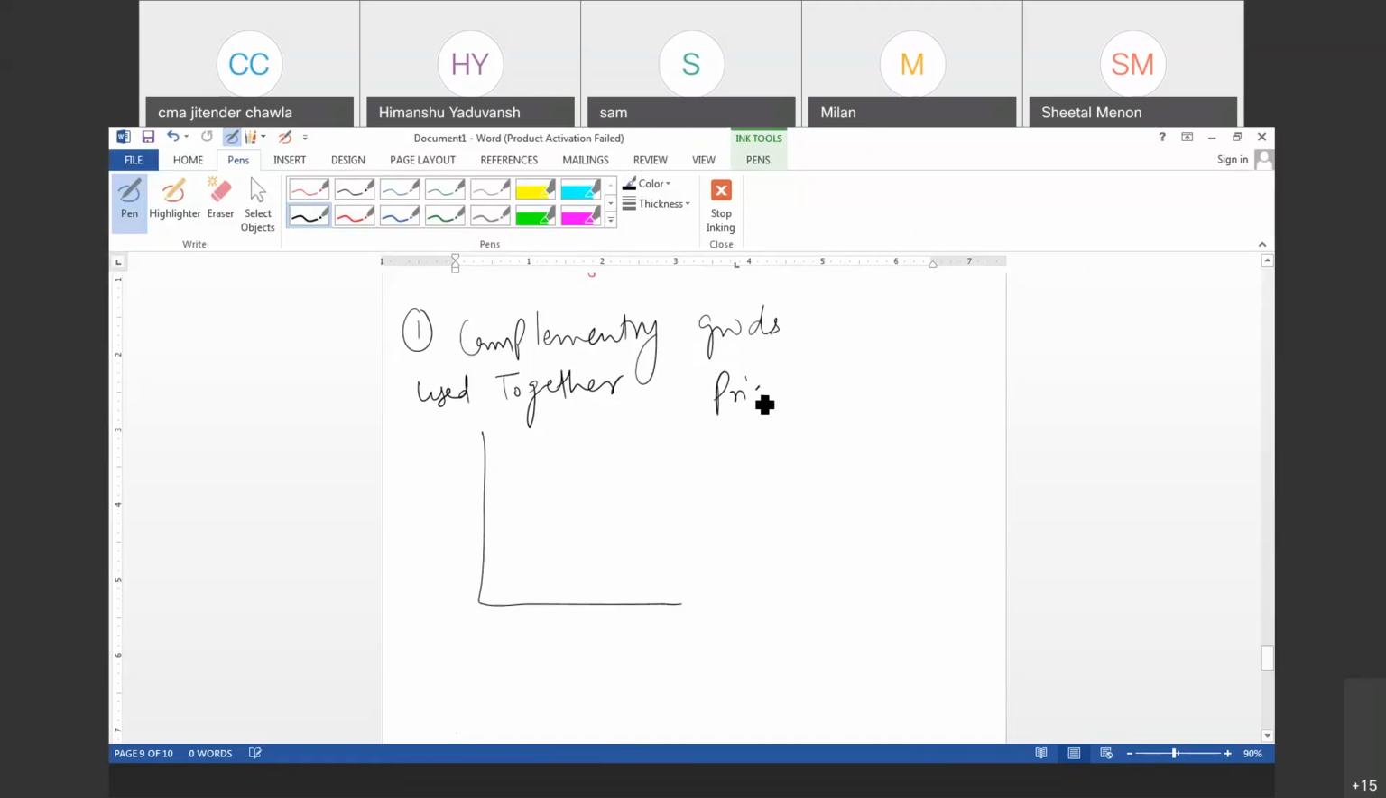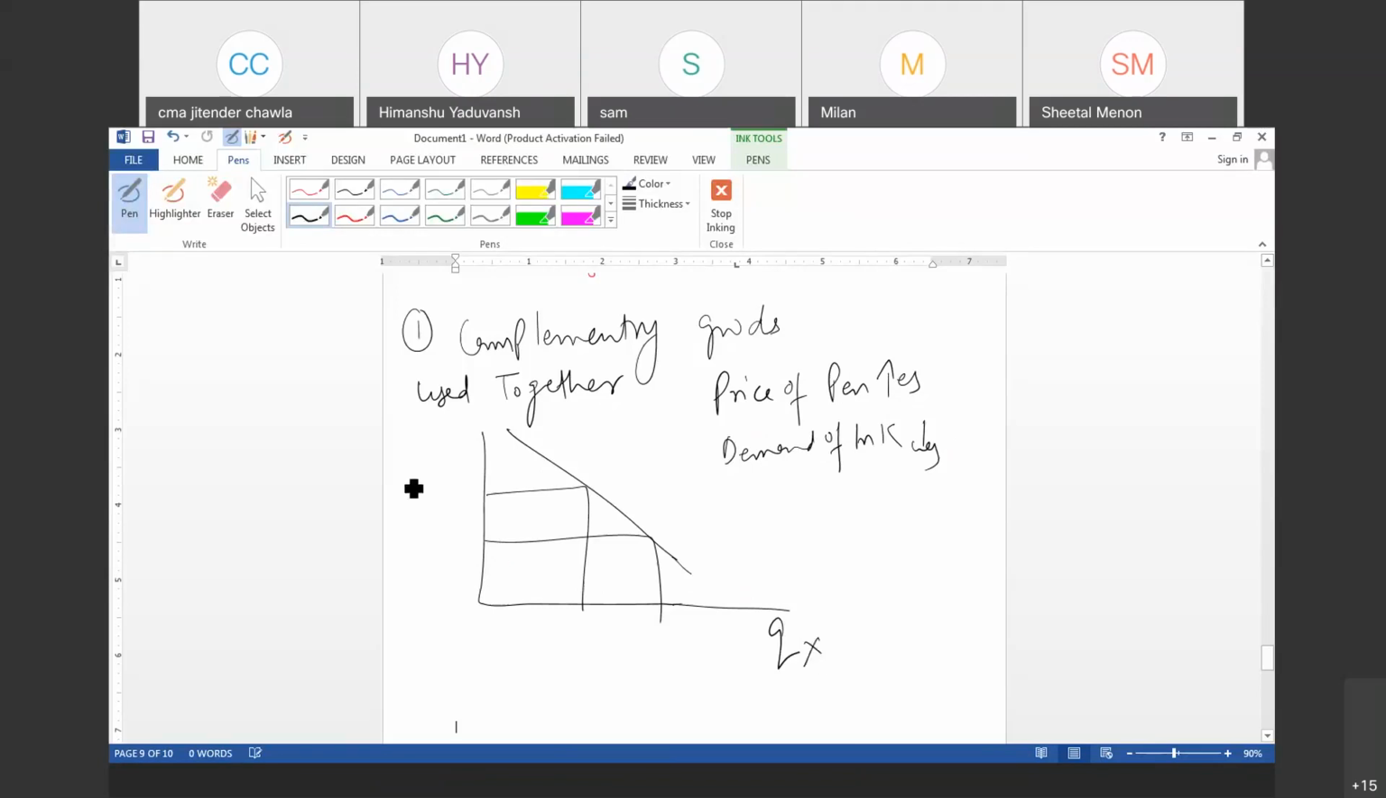Say the price of a pen increases, then what happens to the demand for ink? Decrease? So on this axis I am taking quantity of X, but on this axis I am taking price of Y. Are you getting me? Please understand what I have written over here.